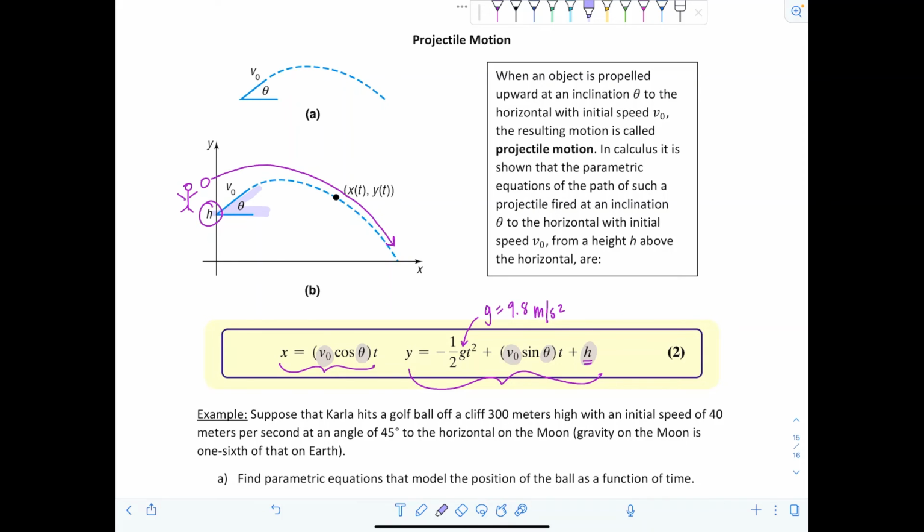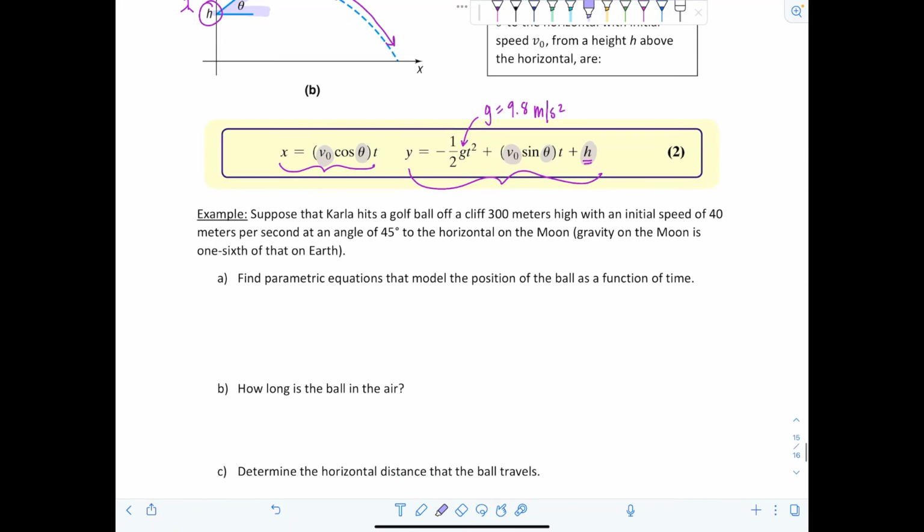Okay, so let's look at an example. Suppose that Carla hits a golf ball off a cliff 300 meters high with an initial speed of 40 meters per second at an angle of 45 degrees to the horizontal on the moon. Ooh, gravity on the moon is 1/6 of that on Earth.